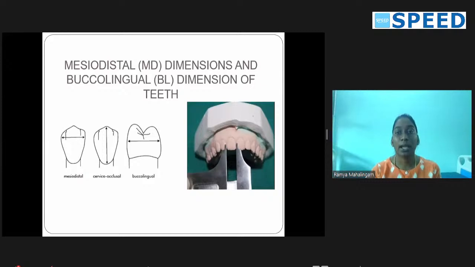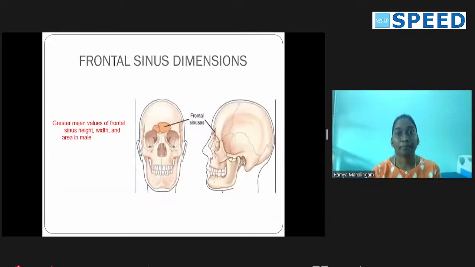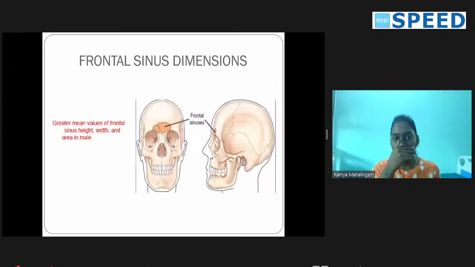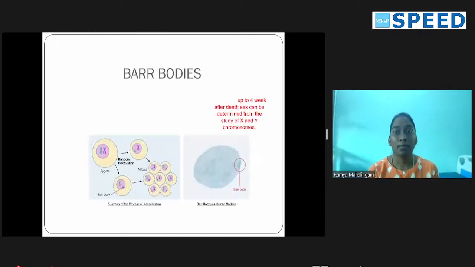And we saw the mesiodistal dimension can be used as an important feature in identifying the sex of the patient. So also the distinct tooth morphology like distal accessory cusp and females having a lesser number of mandibular cusps, okay, when compared to males. Then the skull based features for male and female. And finally, we went on seeing the frontal sinus dimensions to identify whether the patient is a male or female. Then cheloscopy is a soft tissue examination wherein you can see dominant patterns in case of males and females. Okay. Then bar body identification.